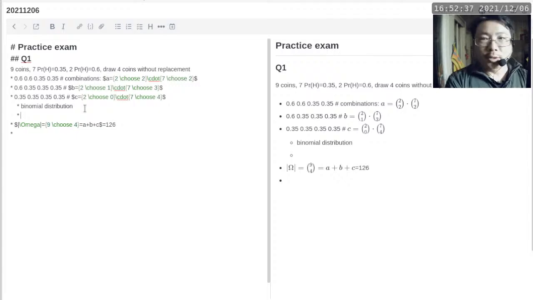Now what we need to do is simply to say we have 4 choose 2. Let me use equation mode here. We have 4 coins. They all have the same probability of landing on the head. And then according to binomial distribution, this is how we do the calculation. We have 4 choose 2 and then times 0.35 to the power of 2. Those are the 2 landing on the head.